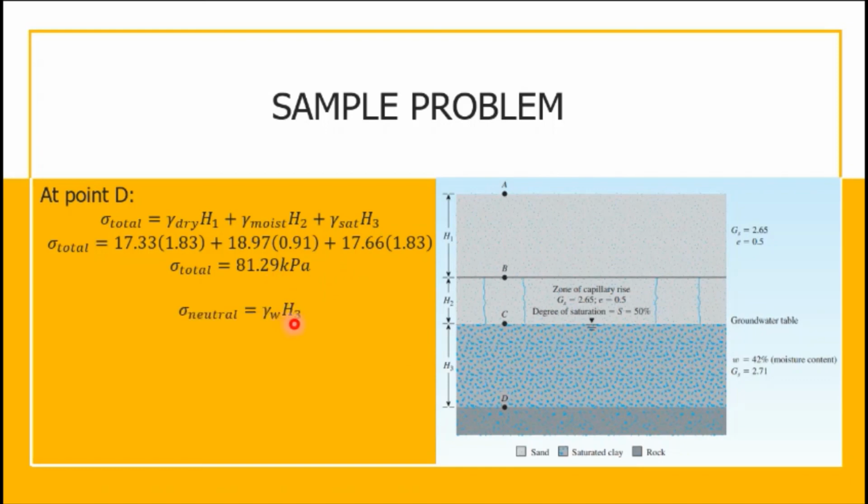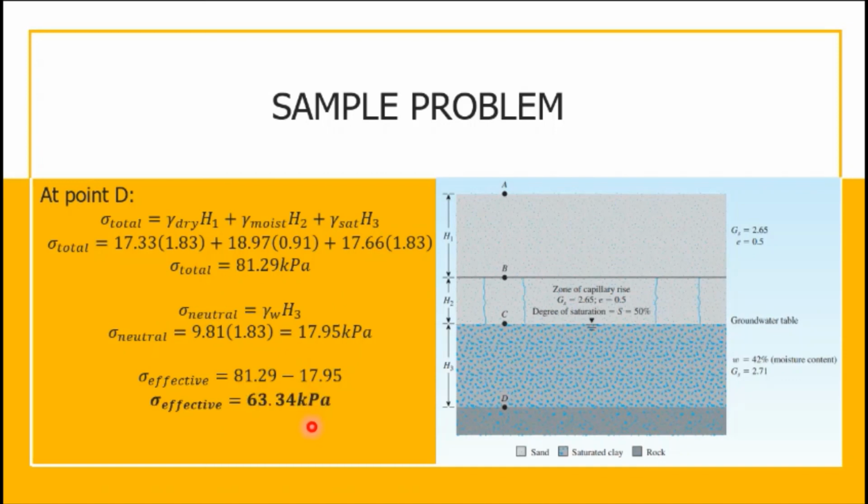And the neutral stress is equal to the unit weight of water multiplied by H sub 3, the height difference from the groundwater table down to that point. And this will give us 9.81 multiplied by 1.83. Therefore, this will be equal to 17.95 kPa. And the effective stress is equal to 81.29 minus 17.95. Therefore, the effective stress is equal to 63.34 kPa. And that would be the answer for the sample problem regarding the capillary rise.